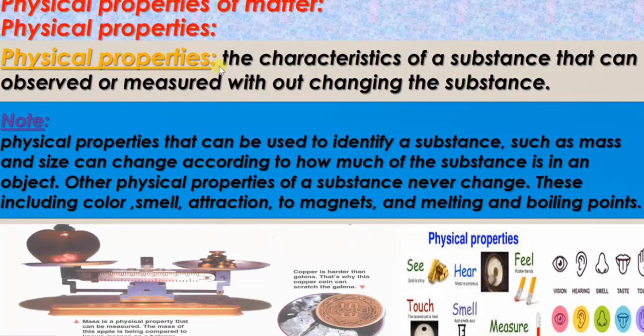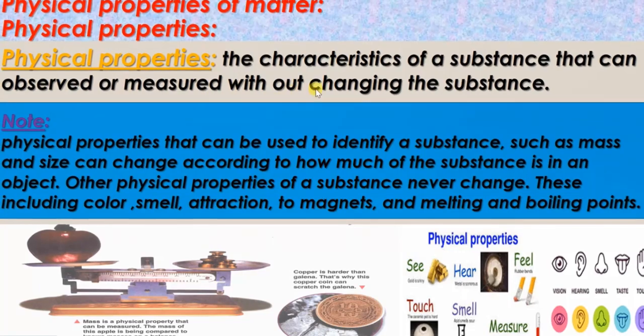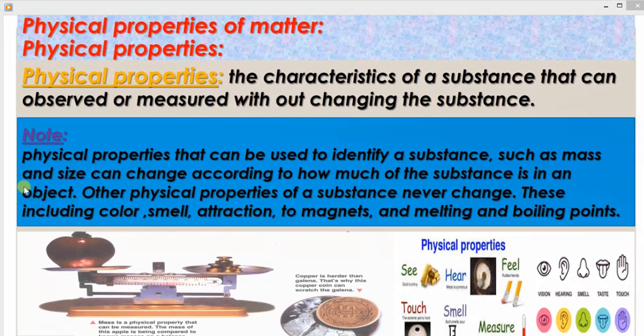Physical properties are the characteristics of a substance that can be observed or measured without changing the substance. Physical properties can be used to identify a substance. Some physical properties can be observed and others can be measured. The physical properties of a substance determine its uses and the physical changes it can undergo.